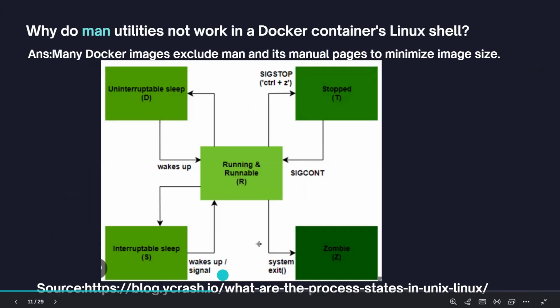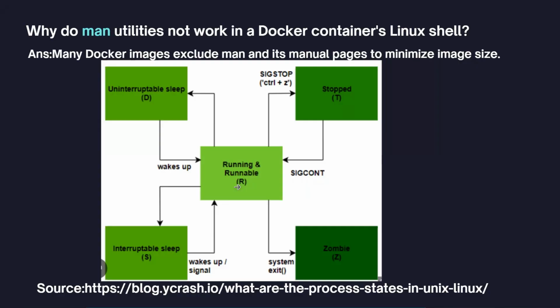ycrash.io. What are the states in the Linux environment? Okay, so first is the running state and runnable state. So running state, when it gets all the resources and all the required things, it will be in the runnable state. And firstly we are going to the interrupted sleep. What is the interrupted sleep? And then after that we are going to the uninterrupted sleep.